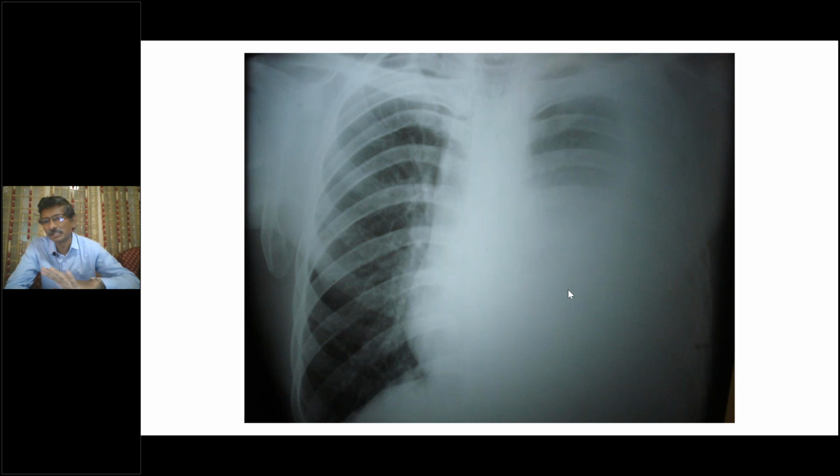I have not told about the Traube space. We'll take Traube space at a later point of time. Traube space is relevant in left-sided pleural effusion, so I'll take it later. That's not a high yield topic, so don't bother about it now. So are there any doubts in the clinical signs of massive pleural effusion before I go to the next pathology?